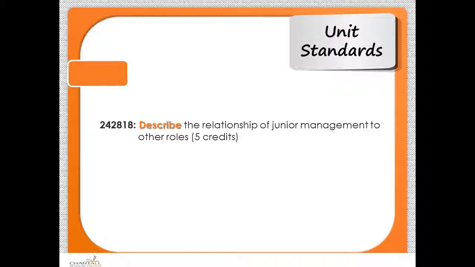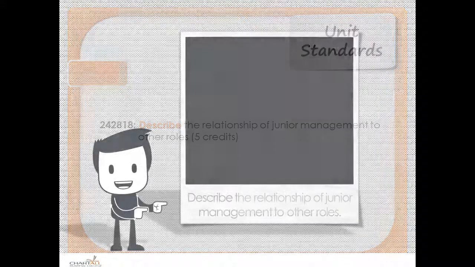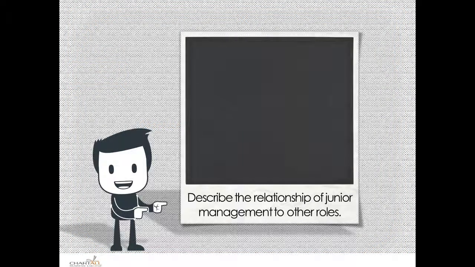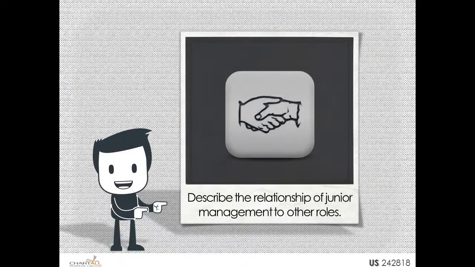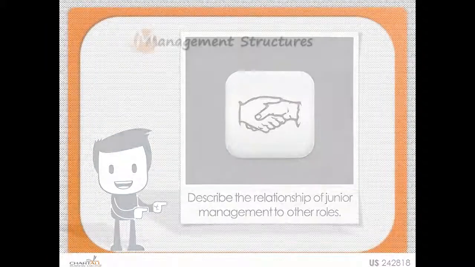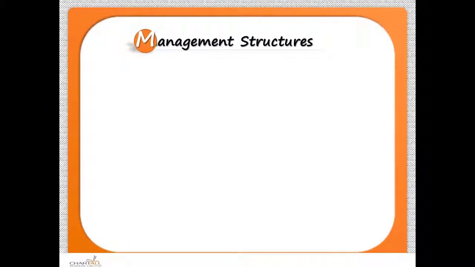Describe the relationship of junior management to other roles. And we look at this in relation to other positions and functions. When you think of a junior manager and the role they play within your company, what do you observe? What are the types of relationships that occur? What are the implications of vertical and horizontal units in that business relationship?